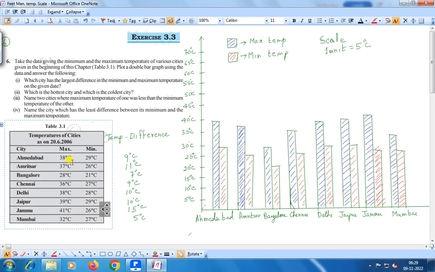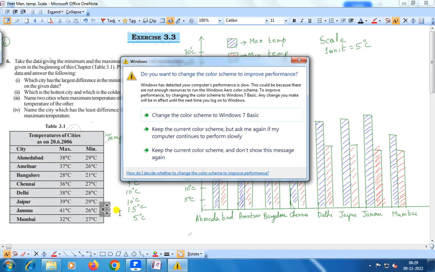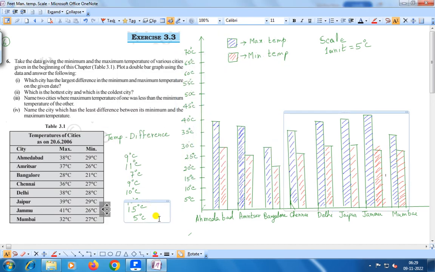Here you find the temperature differences, right? 38 minus 29 is 9 degrees, 37 minus 26 is 11 degrees, 28 minus 21 is 7 degrees, 36 minus 27 is 9 degrees, 38 minus 28 is 10 degrees centigrade, 39 minus 29 is also 10 degrees centigrade, 41 minus 26 is 15 degrees centigrade, and 32 minus 27 is 5 degrees centigrade.